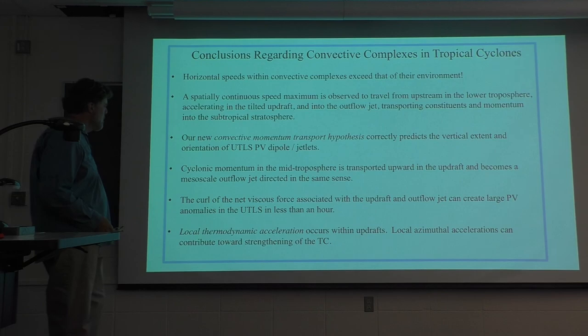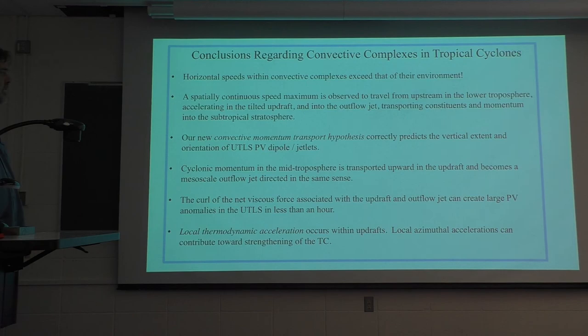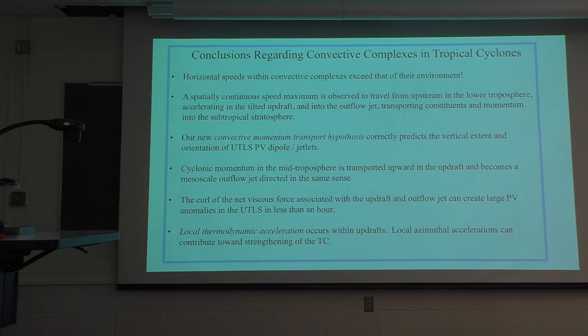And then as far as the PV budget, the curl of the net viscous force associated with the updraft and outflow jet can create large PV anomalies in the UTLS in less than an hour. And finally, there seems to be an emerging issue of what local thunderstorms can do. Local thermodynamic acceleration occurs within the updrafts, and local azimuthal accelerations probably contribute to a strengthening of the tropical cyclone. Maybe they don't. Maybe in some macroscopic configuration, some convective acceleration here may act to inhibit growth elsewhere and not cause the storm to grow.